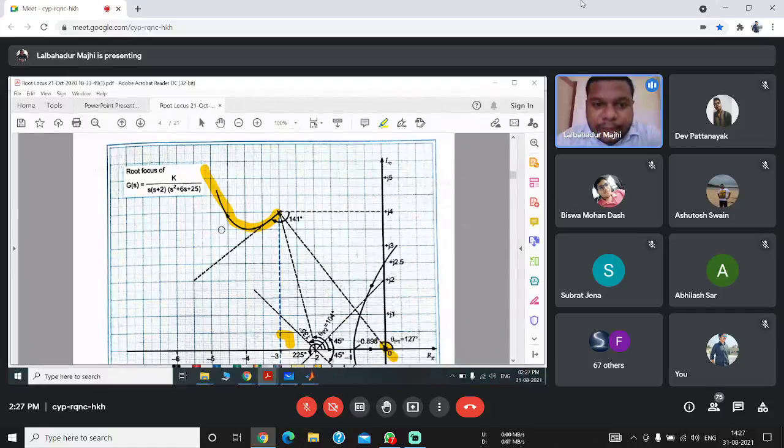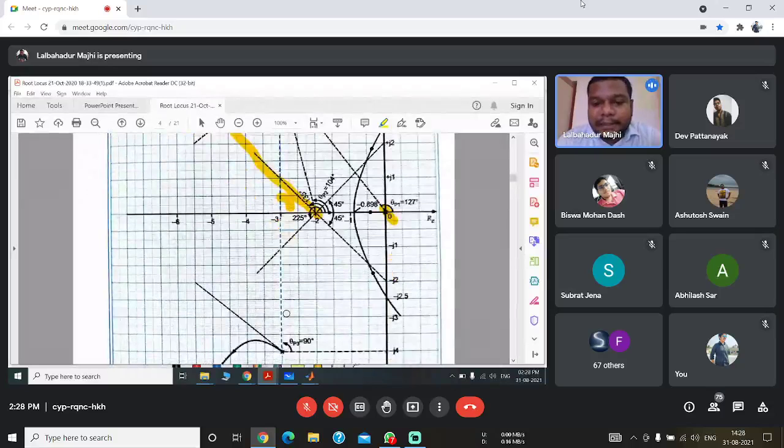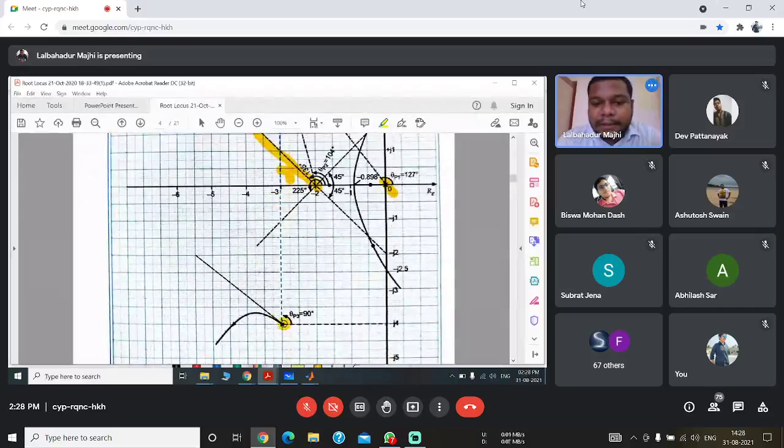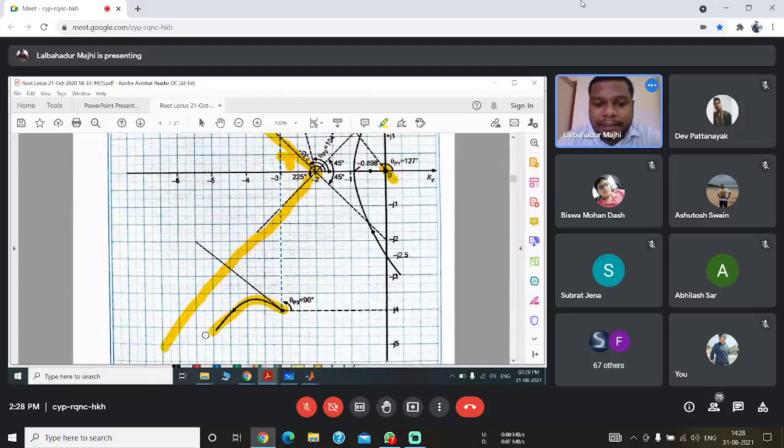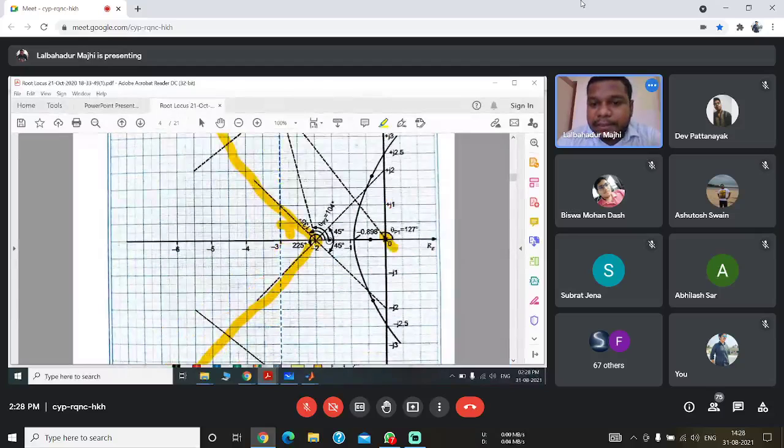Because we know our root locus will always follow the asymptotes, right? So we have 4 asymptotes here, so this root locus branch will follow this asymptote towards infinity. Similarly, from the lower pole, it will be plus 141. As we have this asymptote in this direction, this root locus branch will follow this asymptote towards infinity. Clear? And then these two root locus branches will follow these two asymptotes.